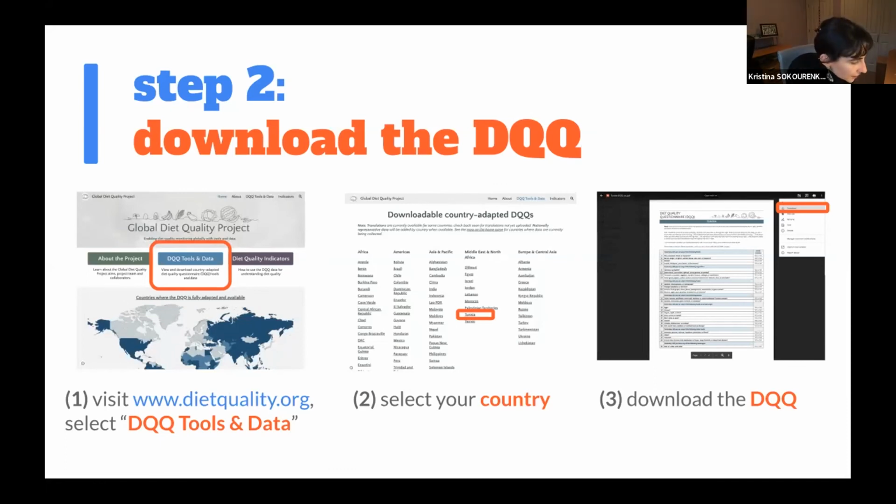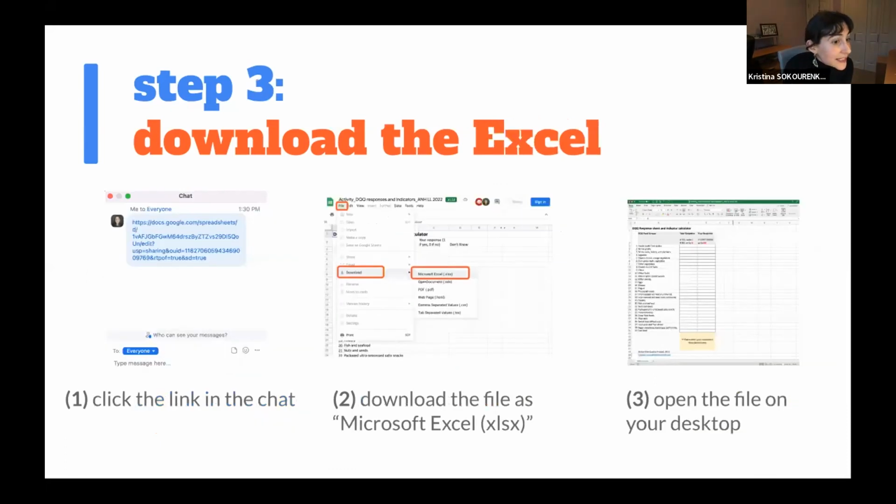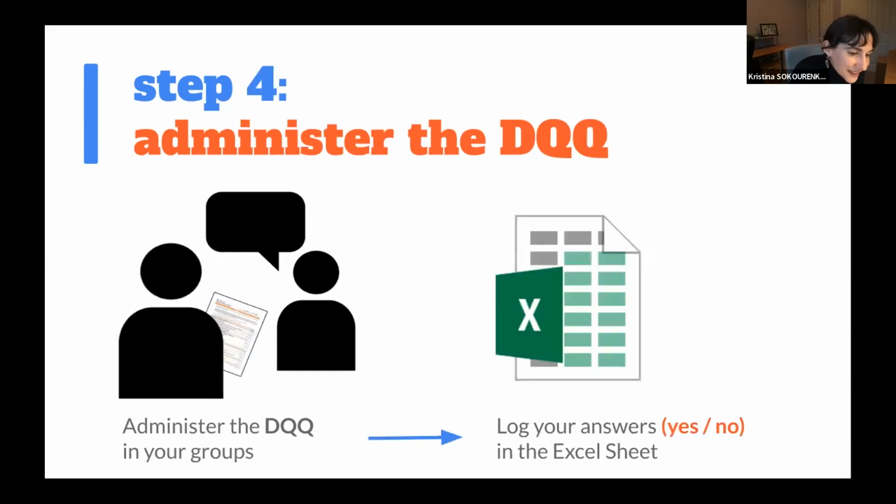When you do this, you will also download an Excel sheet. And you will use this Excel sheet to record your answers. So I'll put it into the chat for you all in a moment. Please download it as an Excel sheet from the Google Sheet link, and go ahead and open the file on your desktop. And in there, you'll see clear instructions to write 1 for yes and 0 for no for each of these questions.